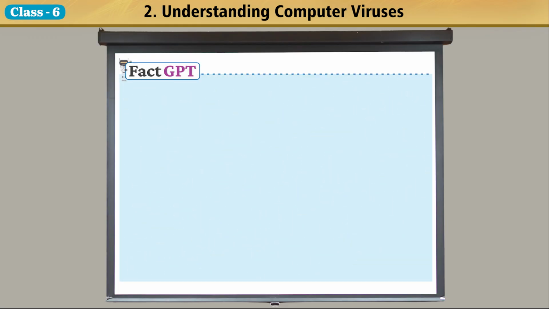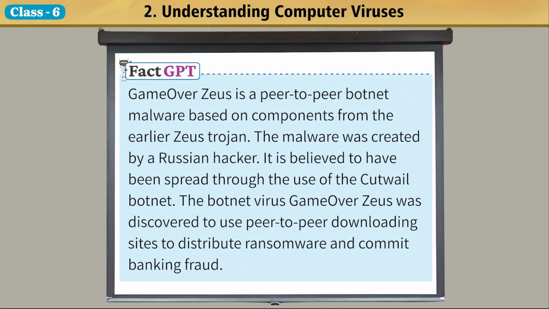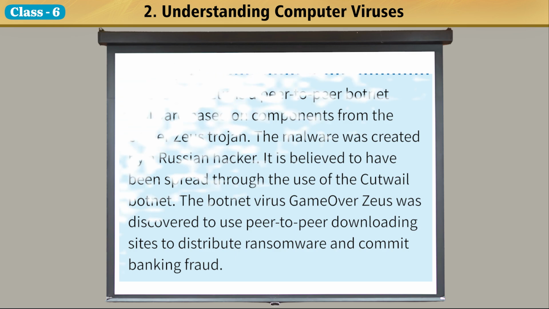Fact GPT. Game Over Zeus is a peer-to-peer botnet malware based on components from the earlier Zeus Trojan. The malware was created by a Russian hacker. It is believed to have been spread through the use of the Cutwail botnet. The botnet virus Game Over Zeus was discovered to use peer-to-peer downloading sites to distribute ransomware and commit banking fraud.